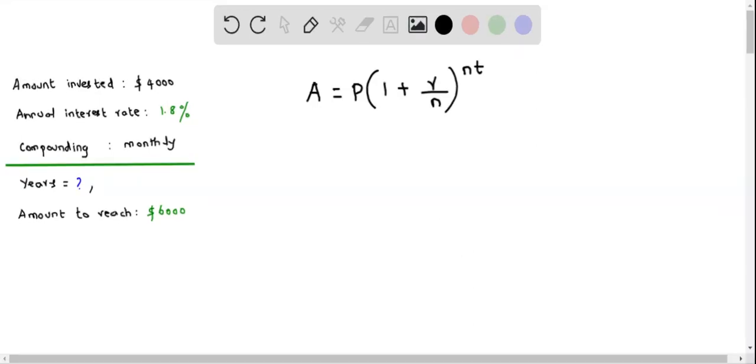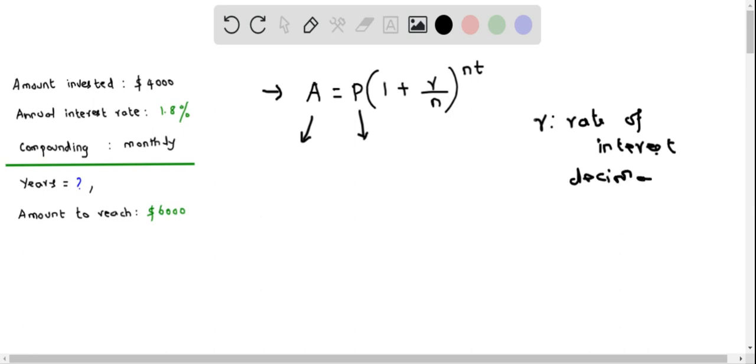Okay, here we use the compound interest amount formula given by this equation, that is A equals P times (1 plus r over n) raised to the power of nt, where A is the amount to reach and P is the initial amount or the amount invested. r refers to the rate of interest, and this has to be in decimals, and n is the number of times the amount is compounded per unit of time, and t is the time in terms of years or months.